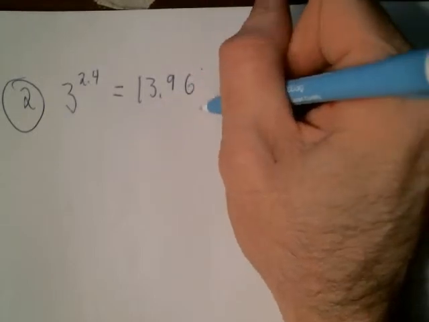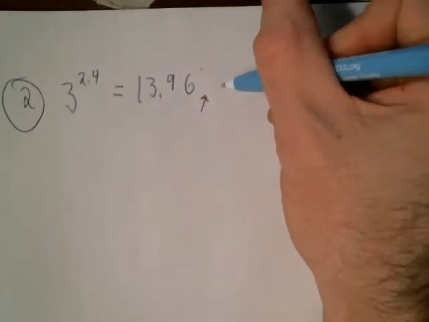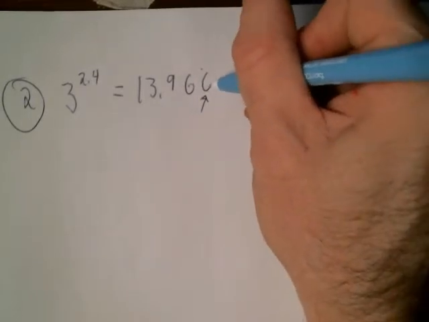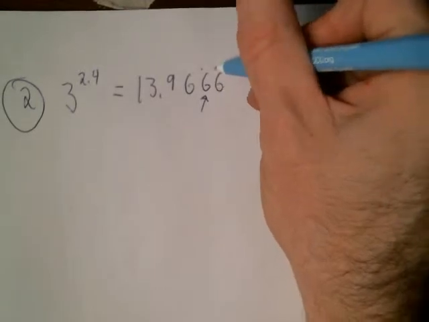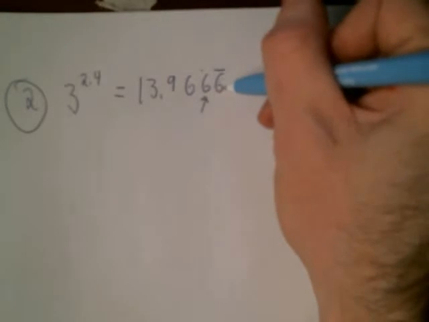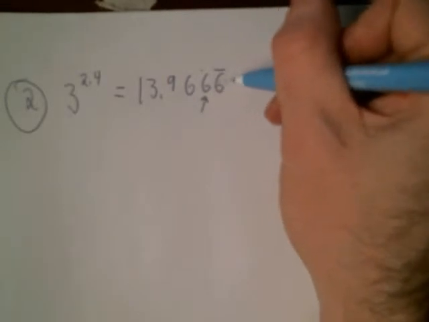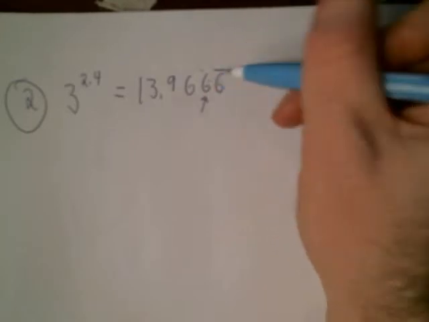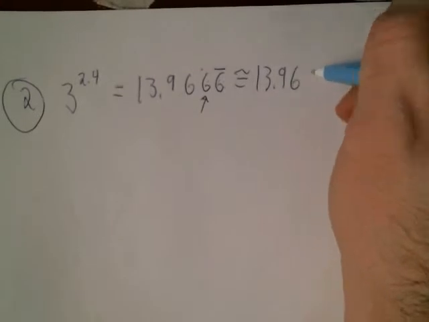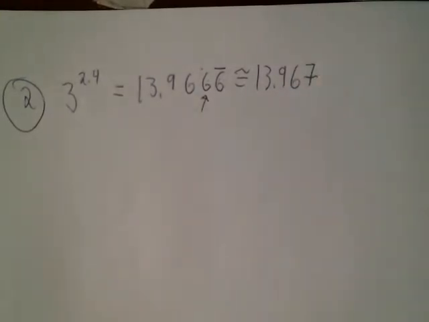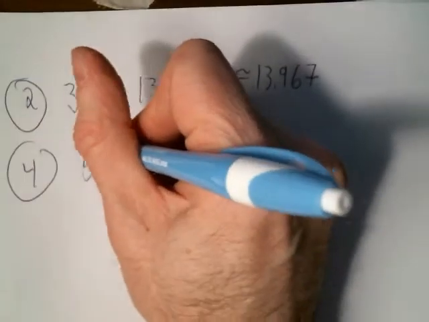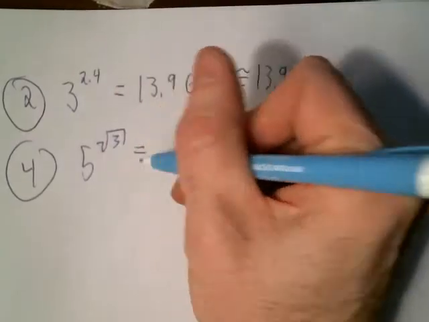But if the number after the digit we're rounding to, and we're rounding here to the third digit, is greater than or equal to 5, you increase this digit by 1. So what it looked like is this, 666, and then repeating on and on. This number here is greater than or equal to 5. So if this was 5, 6, 7, 8, or 9, what you do is add 1 to the digit before it. Okay, so our approximation then is 13.967. Let's try another one. So I have 5 to the radical 3 power.